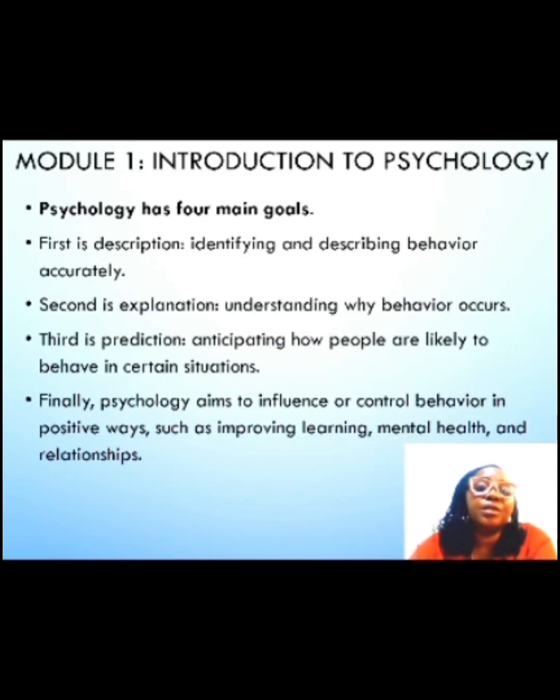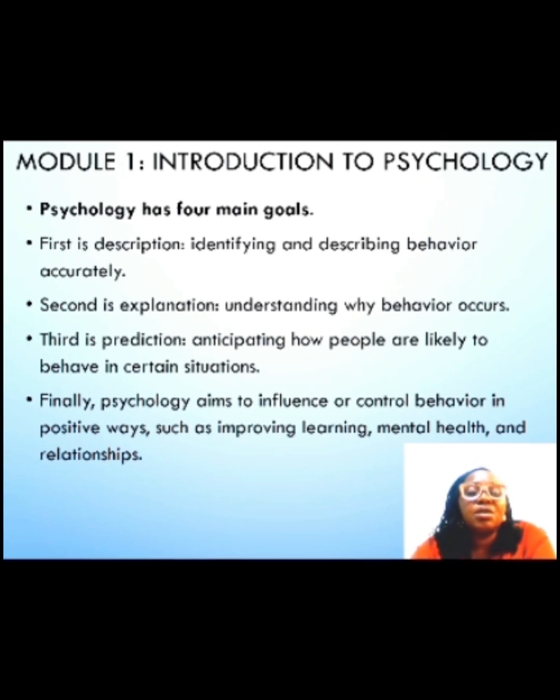Psychology has four main goals. First, description, which is identifying and describing behavior accurately. Second is explanation, understanding why behavior occurs. Third is prediction, which is anticipating how people are likely to behave in certain situations. Fourth, psychology aims to influence or control behavior in positive ways, such as improving learning, mental health, and relationships.